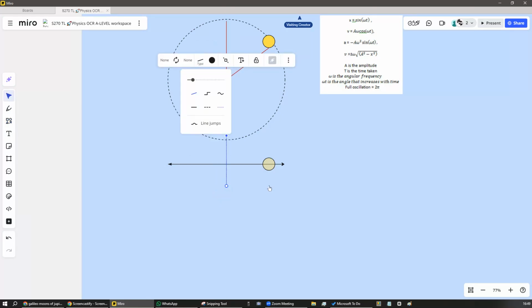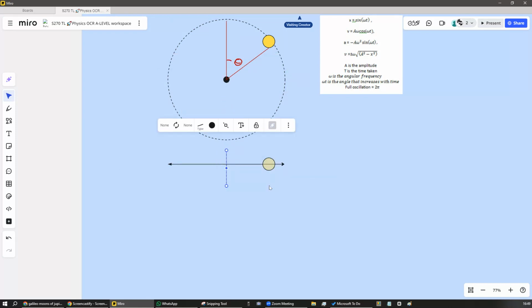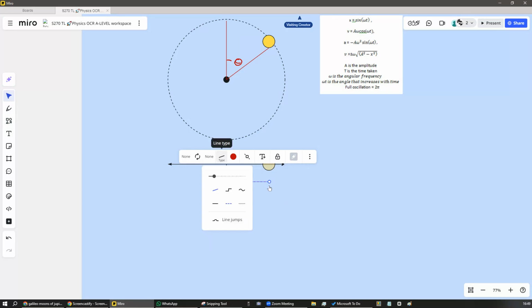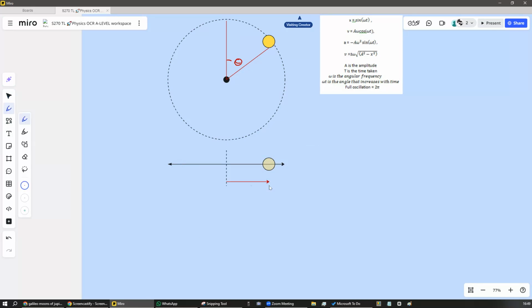So let's make that a dotted line, and we will just shrink it down to here. So that's the equilibrium point. And what we would see down here would be that displacement. So we could call that x. And then that's r. The maximum displacement would in fact be r, because it's going to be there to there.